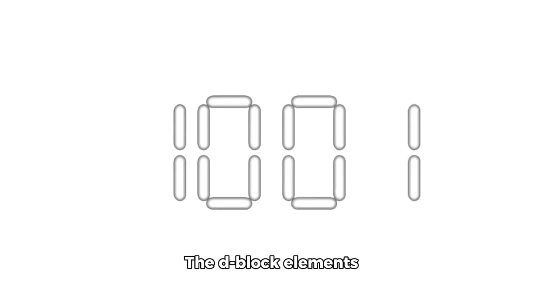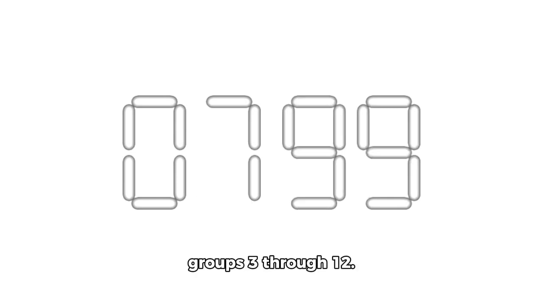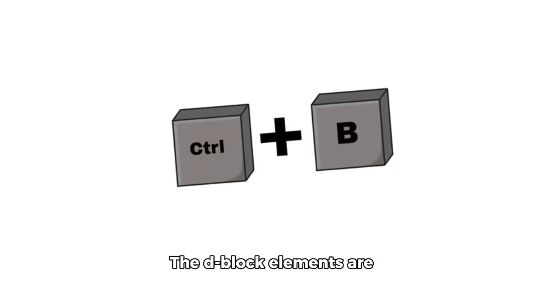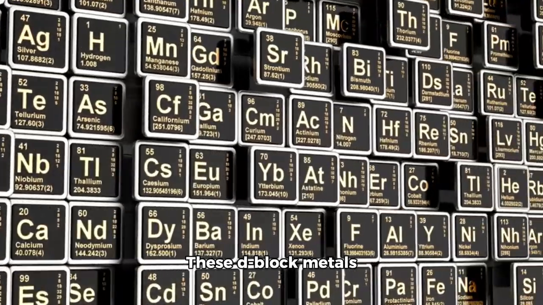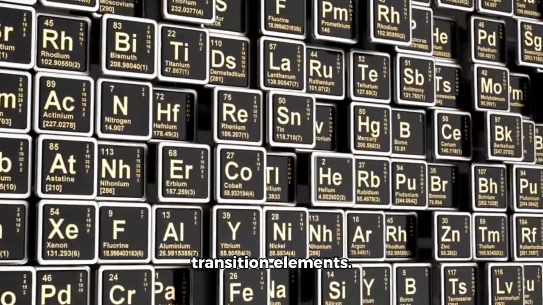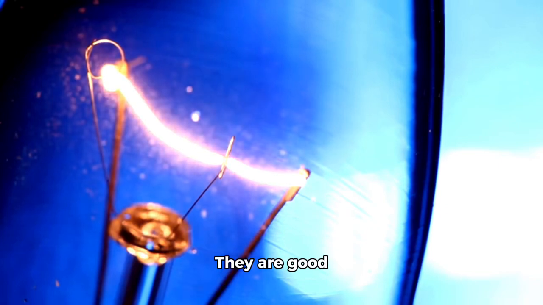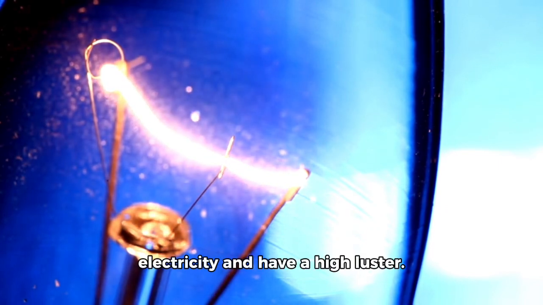The d block elements are composed of groups 3 through 12. The d block elements are metals with typical metallic properties. These d block metals are referred to as transition elements. They're good conductors of electricity and have a high luster.